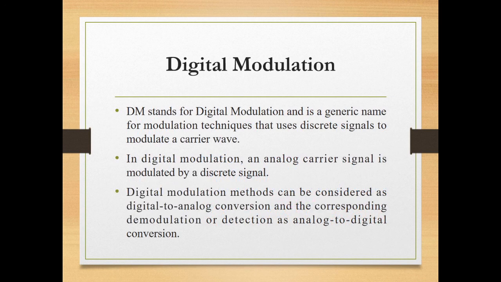Next is digital modulation. It is a technique that uses discrete signals, that is zeros and ones, to modulate a carrier wave. In digital modulation, an analog carrier signal is modulated by a discrete signal. Digital modulation methods can be considered as digital to analog conversion, and the corresponding demodulation or detection as analog to digital conversion.